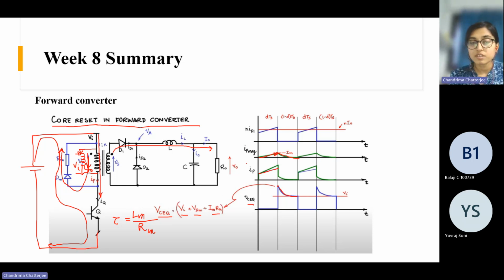I hope you understood the concept of core resetting. So here we are able to use a transformer even though this is a DC-DC converter because we are resetting the core. Whatever flux is accumulated in the DTs period, we are resetting it, right? So there is no harm in using a transformer here. It can work perfectly fine for a DC-DC converter also, even though the input is DC and the output is also DC, right?